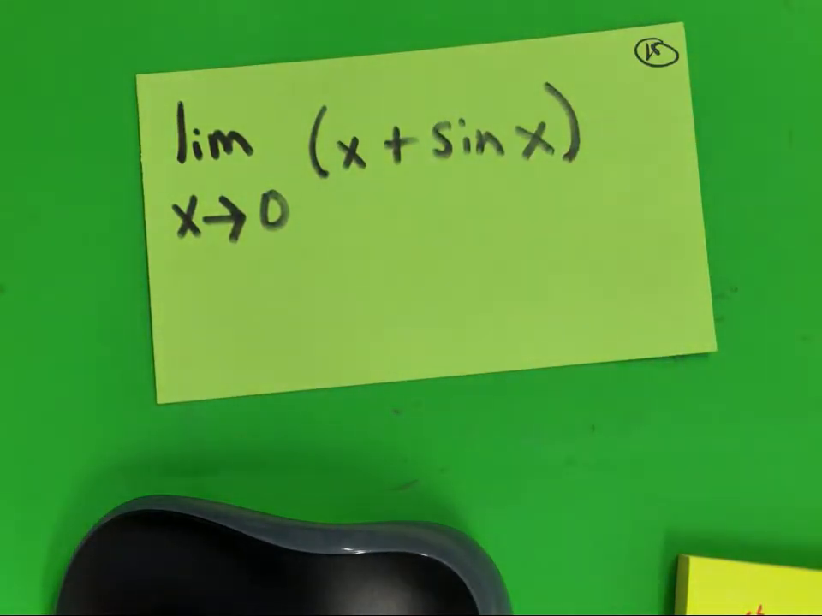x approaches 0. I got 0 plus sine of 0. What's sine of 0? 0. It's 0 plus 0. 0. Thank you. That's all.